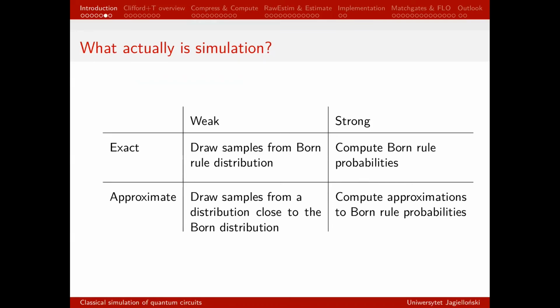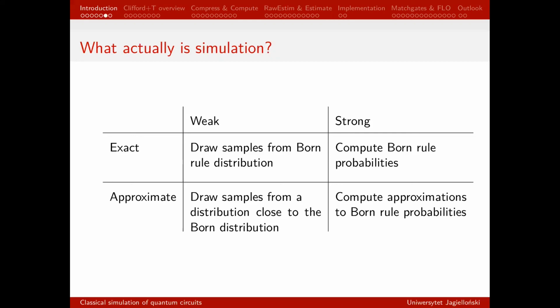So firstly, you have the difference in strong and weak simulation. A weak simulator basically pretends it's a quantum computer. It draws samples which are distributed according to the Born rule. So it's a classical algorithm, and every time you run it, you get a bit string, an output. And the probability distribution of this output is the same as the probability distribution of the outputs of a quantum computer. And then strong simulation is a slightly different thing.